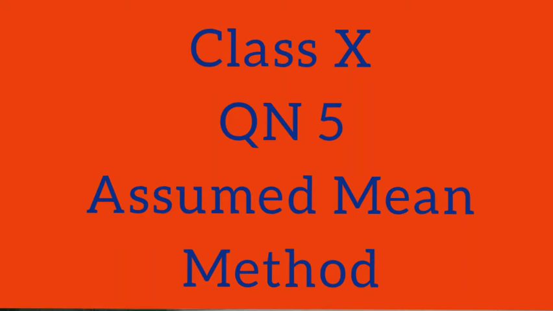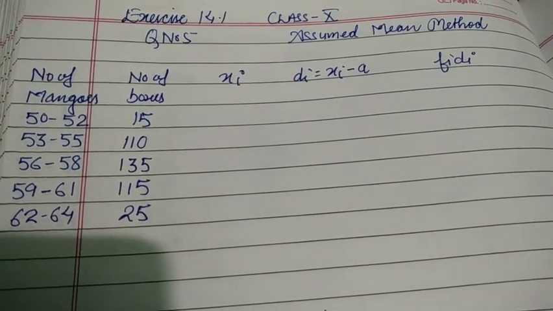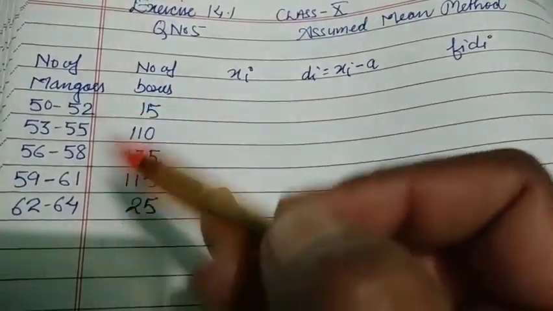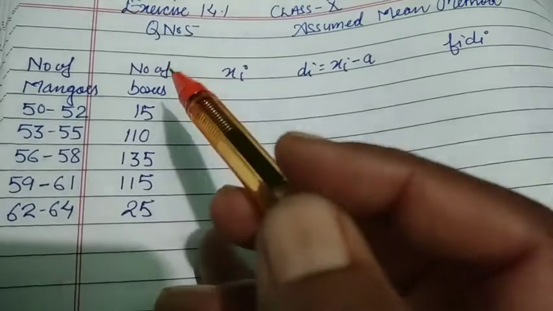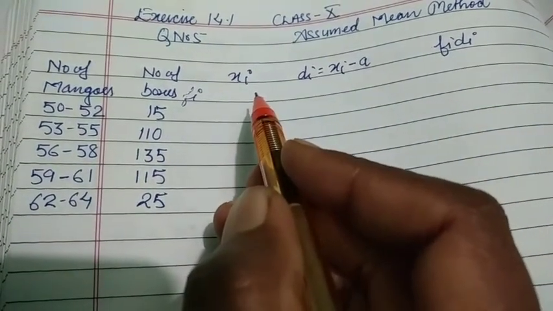Hello बच्चों, let's do question number 5 of exercise 14.1, and today we are solving this question by the assumed mean method. And this is the data that has been given: number of mangoes and number of boxes, which we will take as the frequency. Okay, so this is Fi, and the first step is to find Xi.